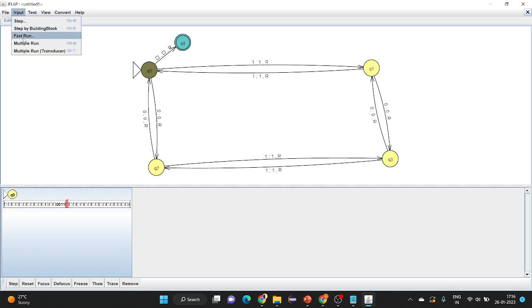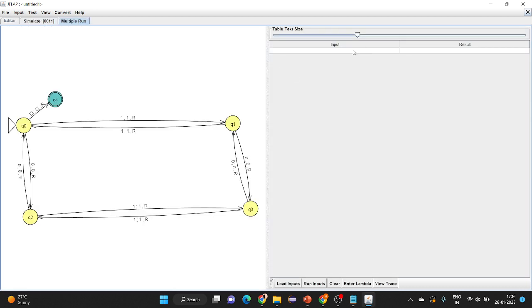And if we do multiple runs, what we have seen is, if we take the input 0011, we see that it is accepted. If we take 00001111, again you see it will be accepted. But if we take as input 011, it does not have an even number of zeros and ones. So if we run it, the string will be rejected.